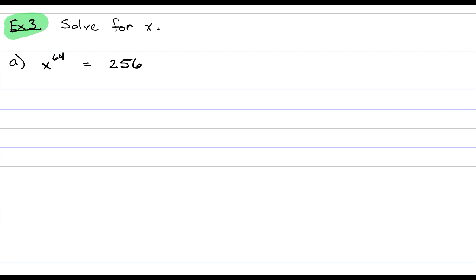Just as a quick example, if this had been x squared equals 256, what we would do is take the square root of both sides to find the solution. Well, in this case, our exponent is 64, so what we need to do is calculate the 64th root.